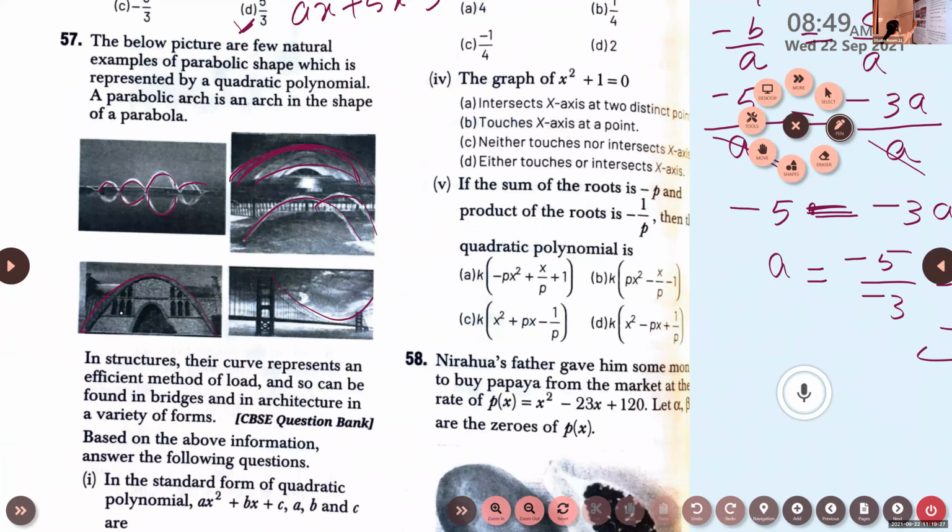Here, I think this is a fort. Third figure is a fort. So a parabolic beam is given so that it can bear huge weight. Okay. So based on the above information, answer the following questions. Okay, children, all of you read this paragraph? Can we start? Now write the question.